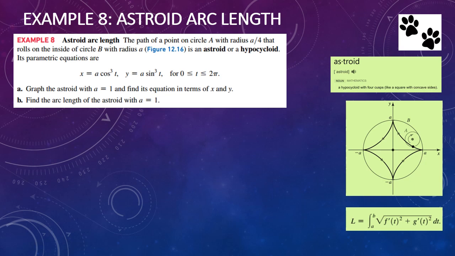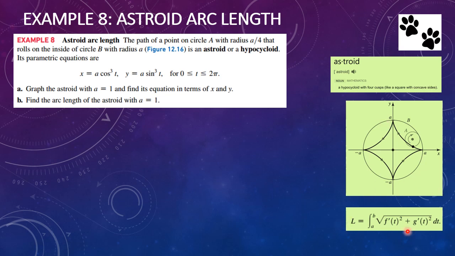So our last example, example 8, is an asteroid arc length. An asteroid is a hypocycloid with 4 cusps, like a square with concave sides. You see it in here. Kind of almost star-like quality, but a square with concave sides. Okay.